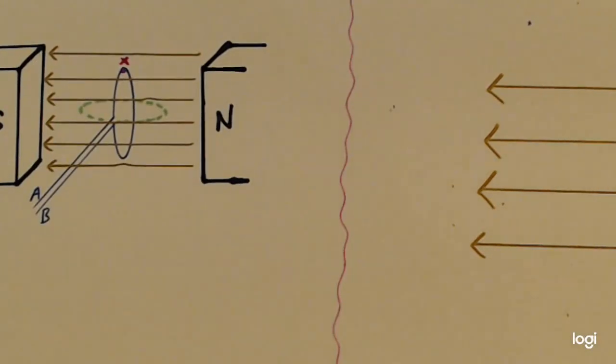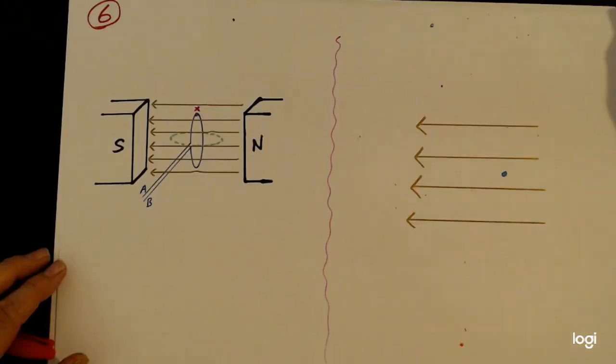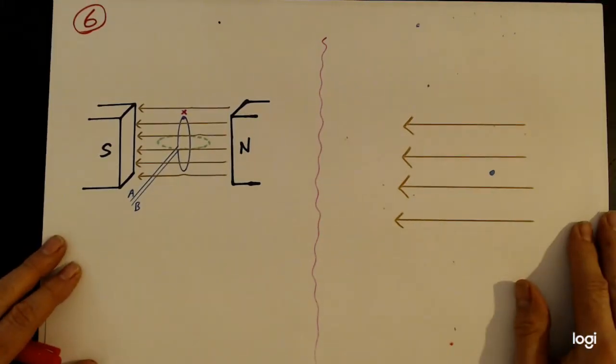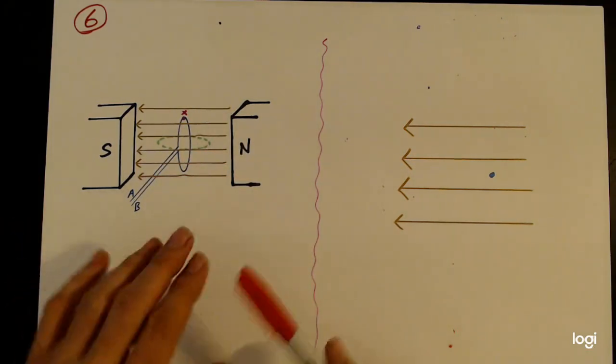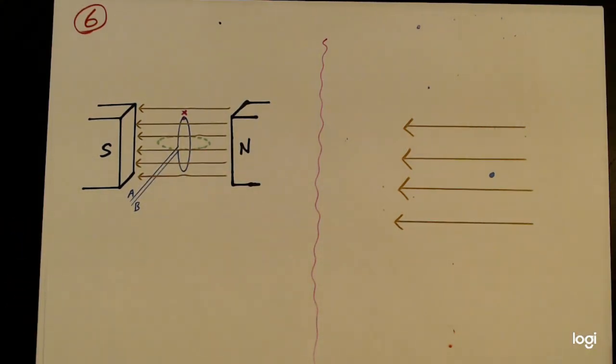All right, question 6, I just have to zoom this out a little bit. There you go. Question 6, we're going to play around with this a fair bit. This is not the easiest question in the world.